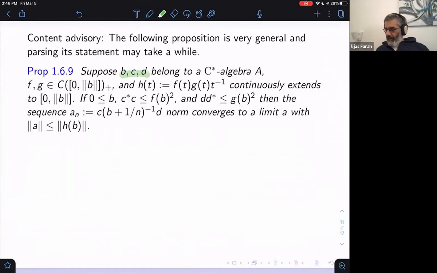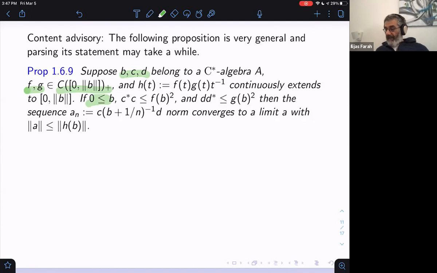So you have B, C, and D in some C algebra A, and two continuous functions. Now you see by looking at this here, you can see that those functions will be applied to B. Actually, B is a positive element. So you can see that F and G are chosen in such a way that F of B and G of B makes sense. That's the only thing here.